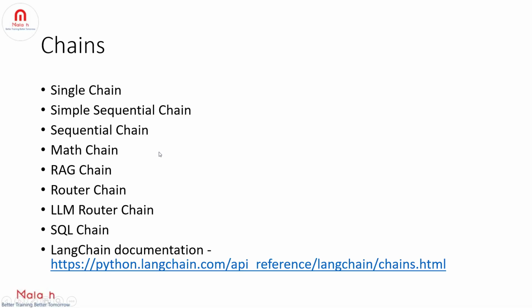Thank you. So far we have seen single chain, simple sequential chain, and sequential chain. In sequential chain we have already seen one application. Now let's go to VS Code and see one other application as well by using sequential chain. So let's go to VS Code.